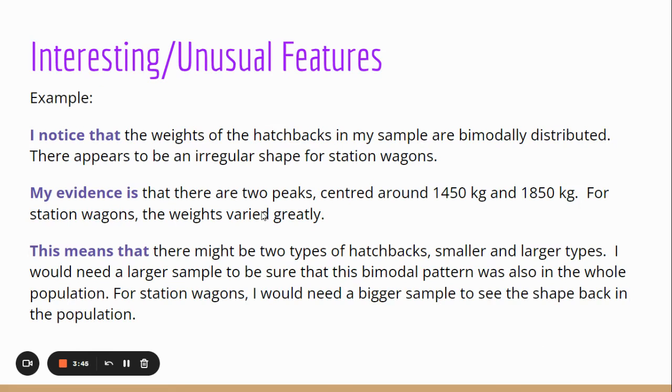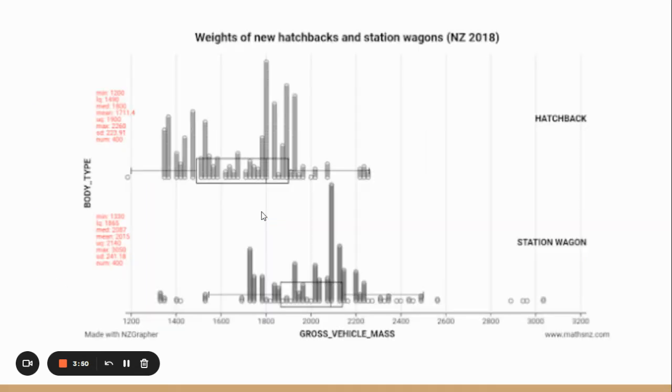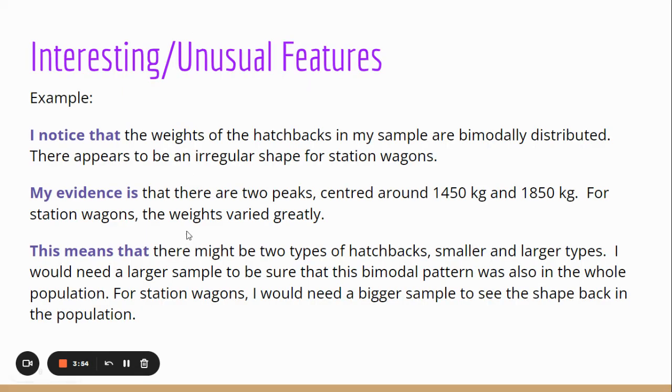I noticed that the weight of hatchbacks in my sample are bimodally distributed. This appears in the irregular shape, so bimodal, one here and one here. My evidence is there are two peaks centered around 1,450 kgs and 1,850 kgs, and the weights varied greatly. There may be two types of hatchbacks, a smaller one and a larger type. I would need a larger sample to be sure that this bimodal pattern was also in the population. So make sure that you're quite specific about what you're telling them.